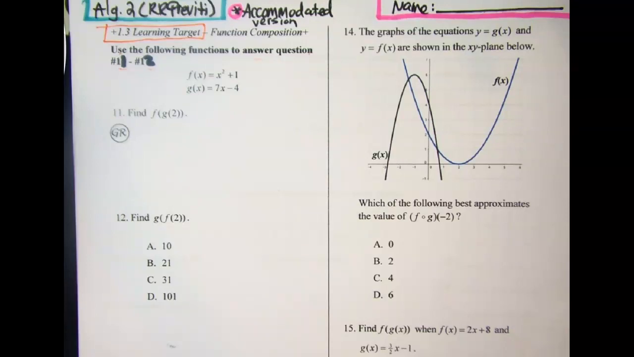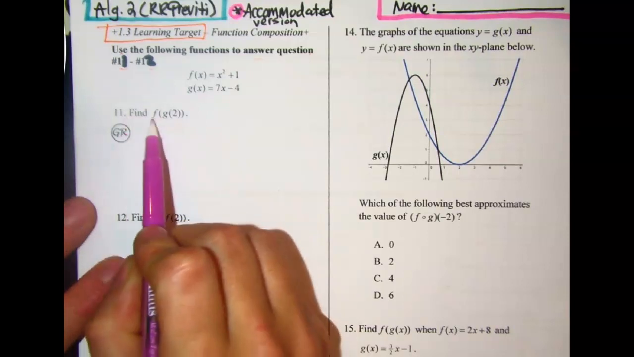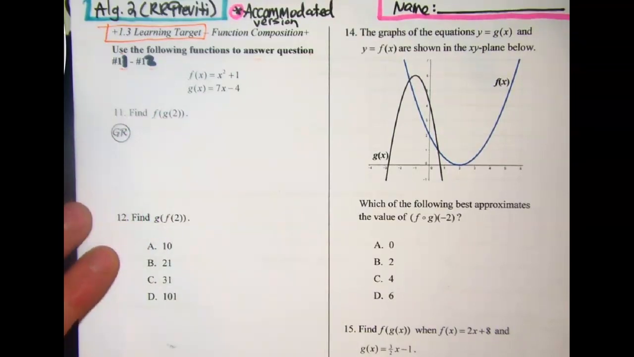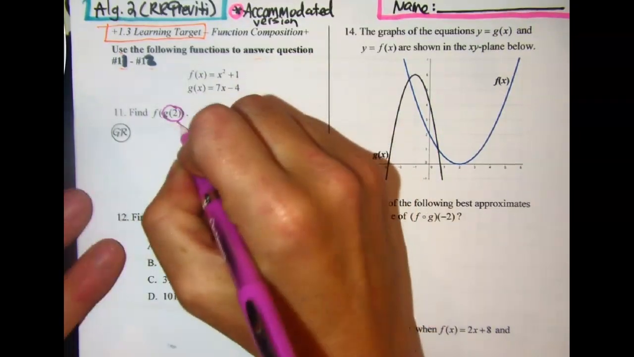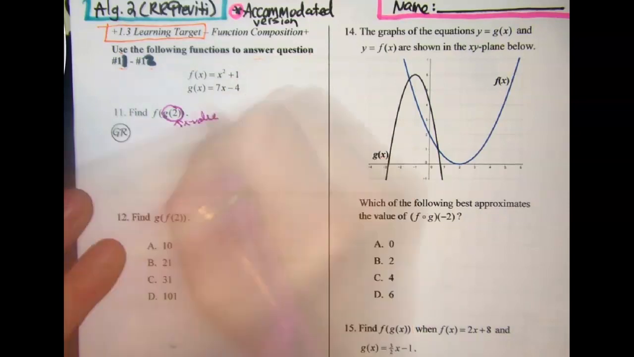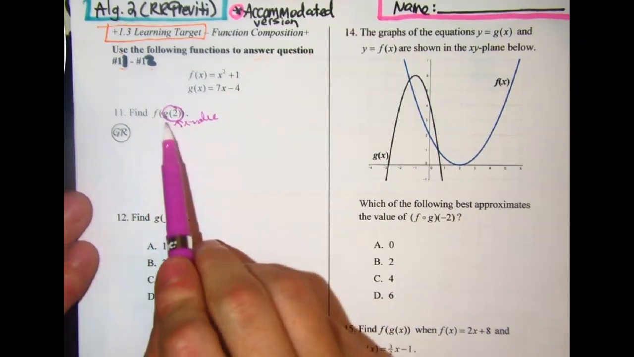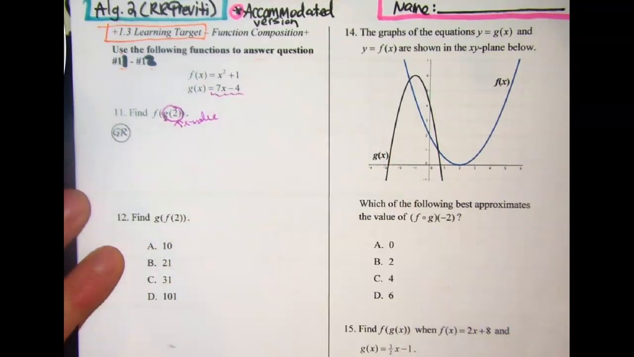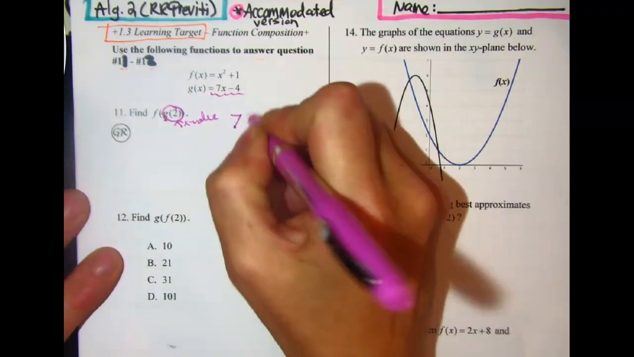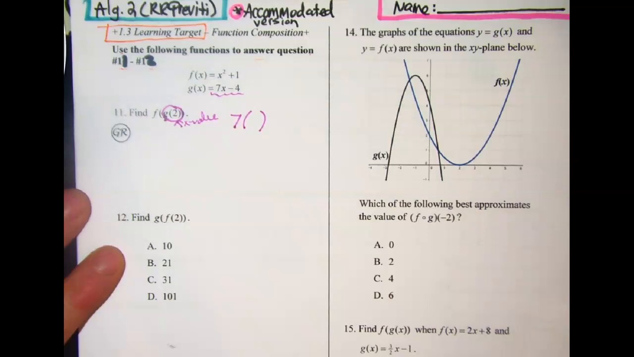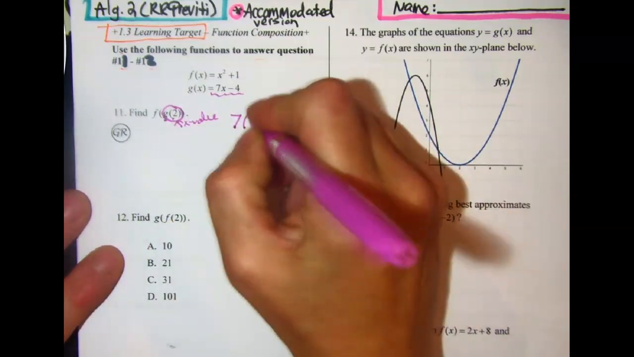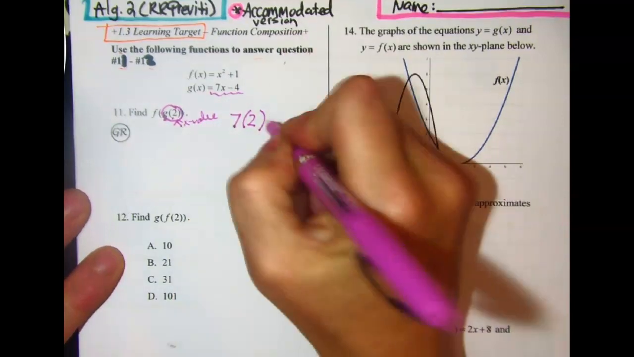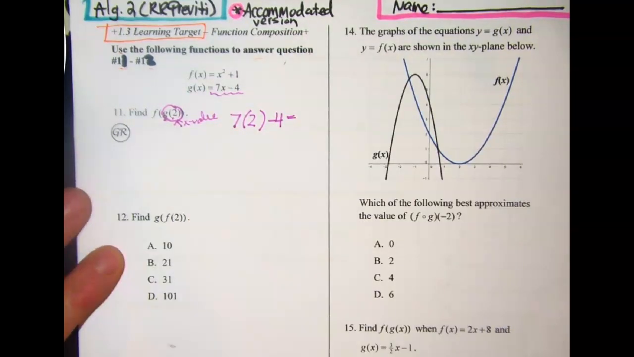For 11, it's asking us to find f of g of 2. Remember, we always start with our inner function. It gives us the x value, so we plug that x value into the inner function. Our inner one is g. So I'm going to write down the actual function, 7 times whatever the x is, and it tells us it's 2, and then I finish the function, minus 4. When I solve that, I will get a brand new x value.